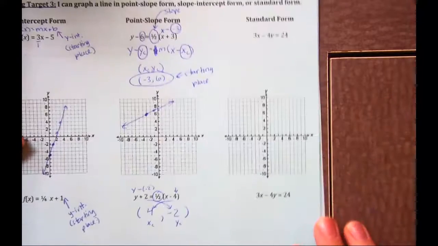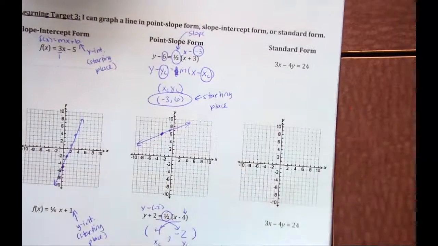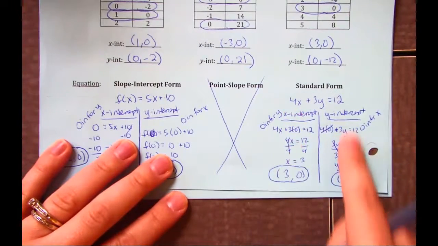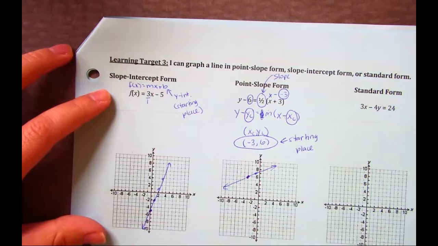However, there's another way to do it, and it involves finding the two intercepts, which we learned in Learning Target 2 of our notes down here, how to find the two intercepts in standard form. That's the way we're going to do because that's the newest way. You already know how to graph a line in slope-intercept form, or at least you should, and if you don't, you should come in and get help on that right away.